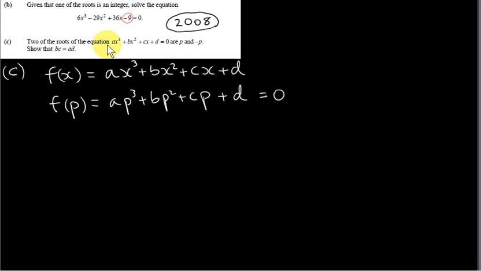Two of the roots of the equation ax cubed plus bx squared plus cx plus d equals 0 are p and minus p. Show that b times c equals a times d. So I'm calling this cubic equation f of x. Since p is a root, it means that if we calculate f of p, we get 0. So just replace x with p. Now we're given that minus p is also a root. So let's get f of minus p.